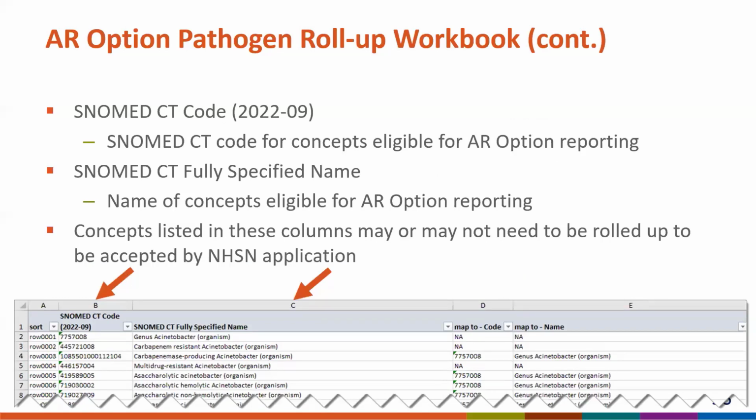So going over the columns in the AR option pathogen roll-up workbook, the SNOMED CT code 2022-09. This is the SNOMED CT code for concepts eligible for AR option reporting. SNOMED CT fully specified name. This is the name of concepts eligible for AR option reporting. The concepts listed in these columns may or may not need to be rolled up to another SNOMED CT code to be accepted by the NHSN application. So the AR option accepts more pathogens than the NHSN application itself.